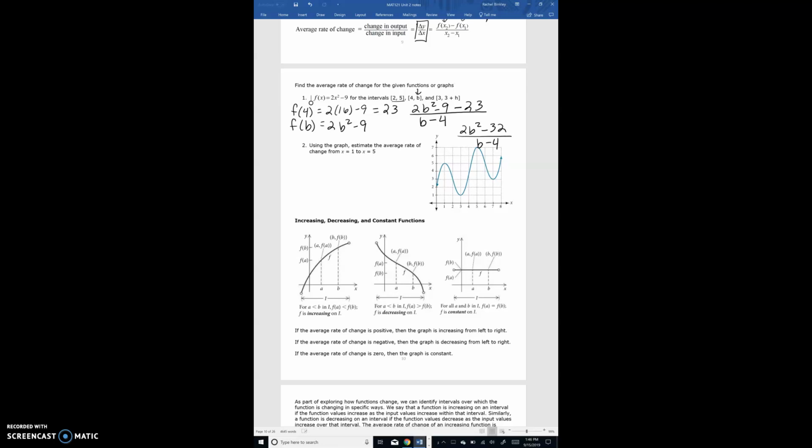And I really don't see an easy way. I mean, I guess I could factor out a 2 from the numerator, but it's really not going to help me cancel anything out. So in this case, I'm just going to leave it the way it is. Here, it'll get a little more interesting with this next one.